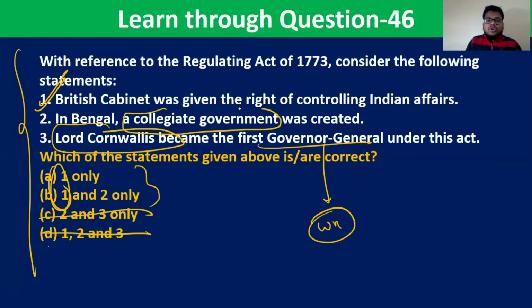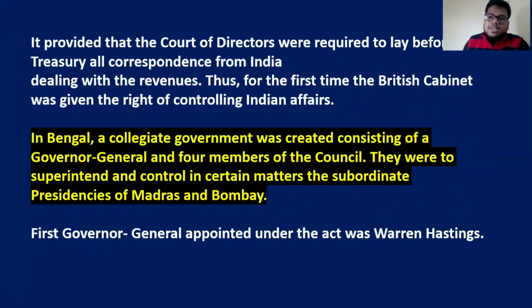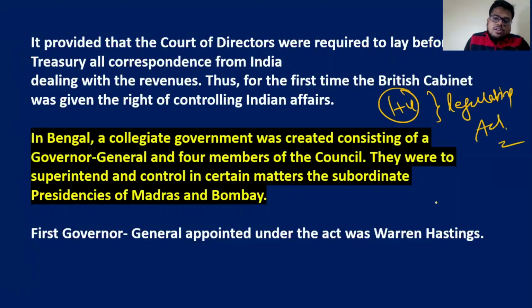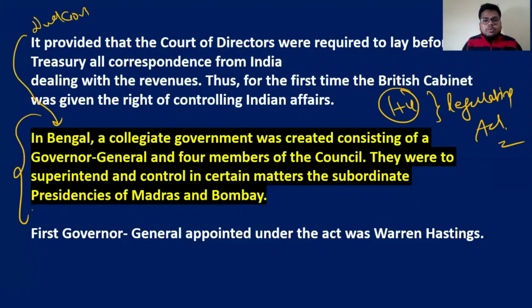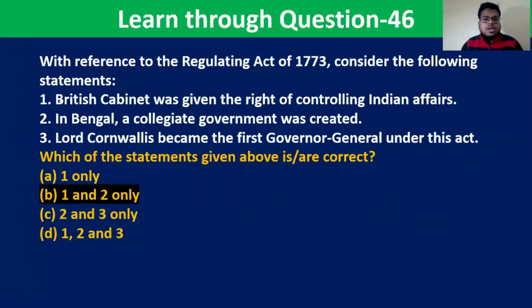Second, a collegiate government is formed. This is what I want to discuss. Actually, we have already discussed it beforehand in the PPTs. Yes, a collegiate government. Collegiate government means a government consisting of the Governor General and a council. So 1 plus 4 council was created by the Regulating Act, right? So it was a collegiate government, replacing the dual government. The dual government was replaced by a collegiate government consisting of the Governor General and the 4 members of the council. Chalo. So the answer will be 1 and 2, and the third statement will be wrong.